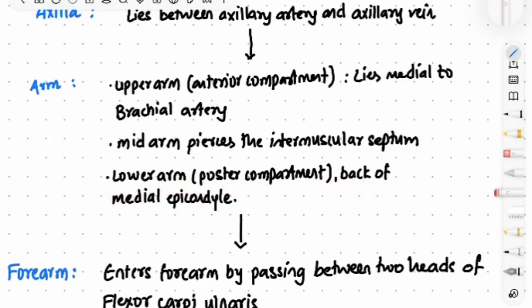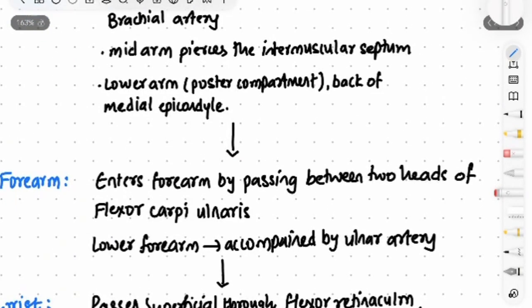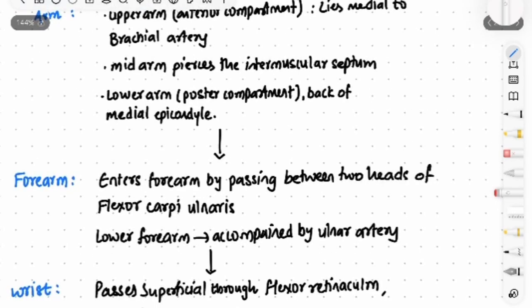And one more important point to note here is that the ulnar nerve is not a content of the cubital fossa. Okay, it just lies behind the medial epicondyle. Now in the forearm, from the back of the medial epicondyle, the ulnar nerve enters the forearm by passing between the two heads of the flexor carpi ulnaris muscle.